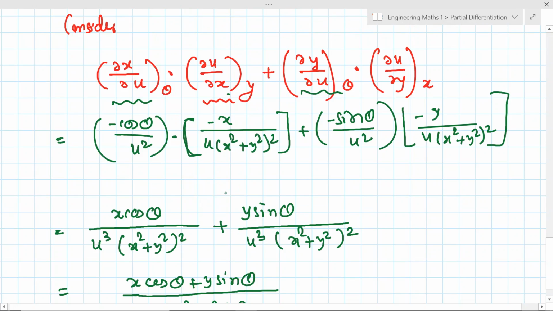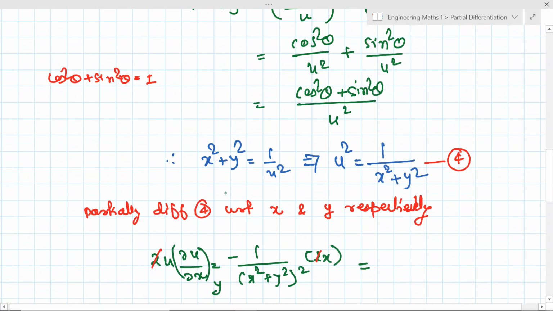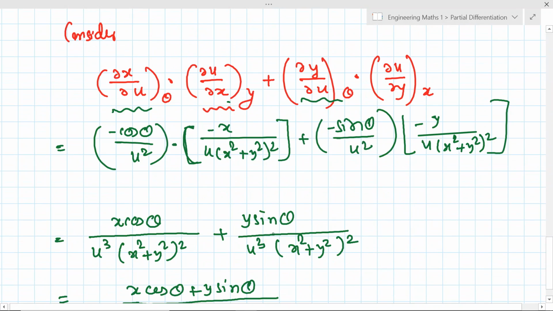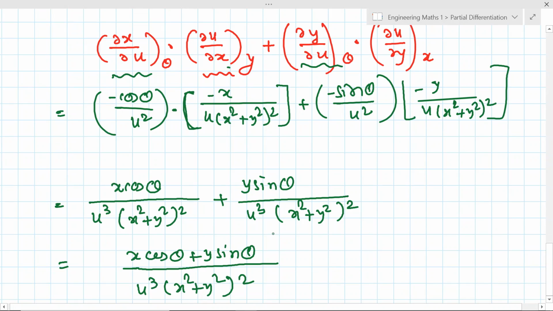But what is x square plus y square? See, x square plus y square is nothing but 1 upon u square from equation number 4. Okay, so we can substitute that value here. It is 1 upon u square, and here it is.